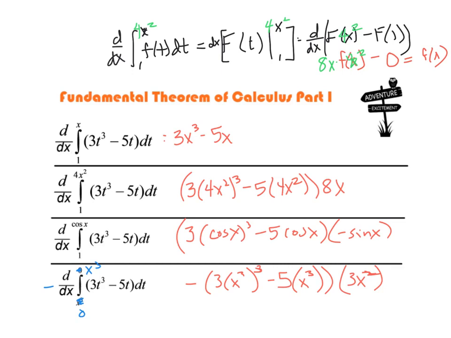So again, the fundamental theorem just establishes this relationship, and that when you take the derivative of an integral, you spit out the original function. But what the original function is a function of is dependent on the bound, right? Here it was a function of x, then 4x squared, then cosine, then x cubed. But then, because of chain rule, we end up multiplying by the derivative of that bound.